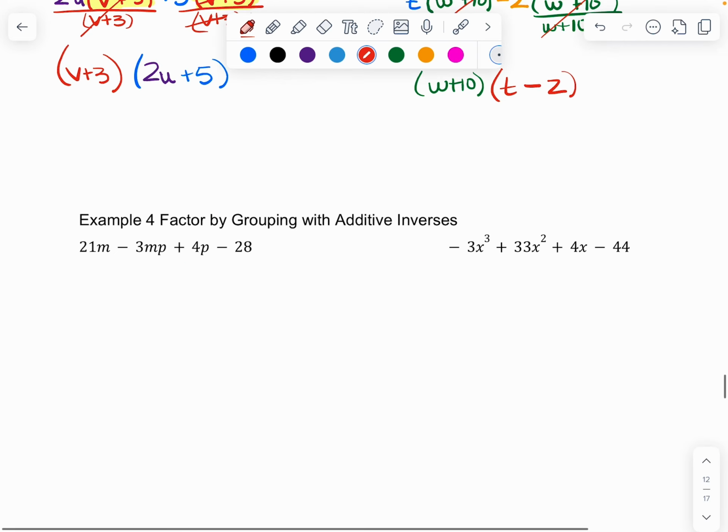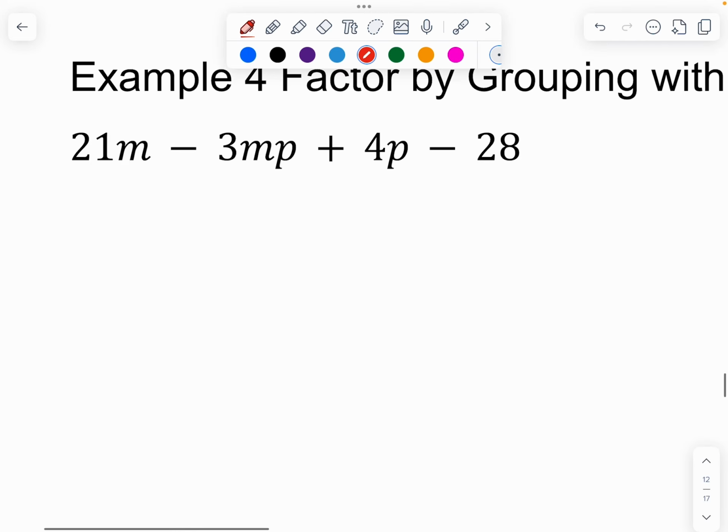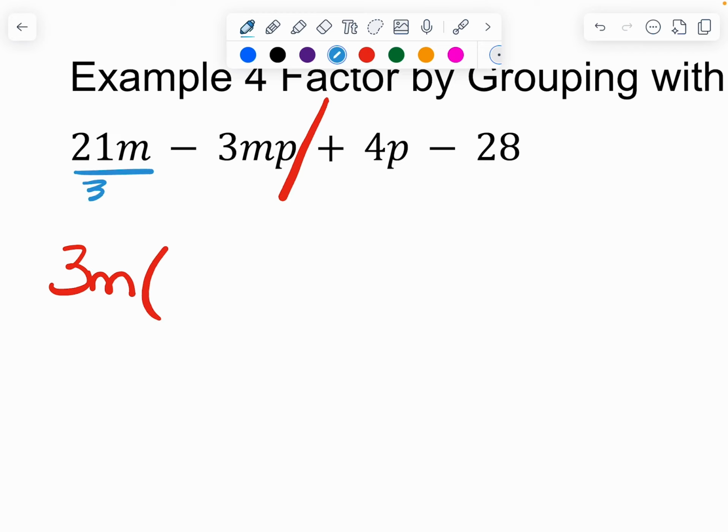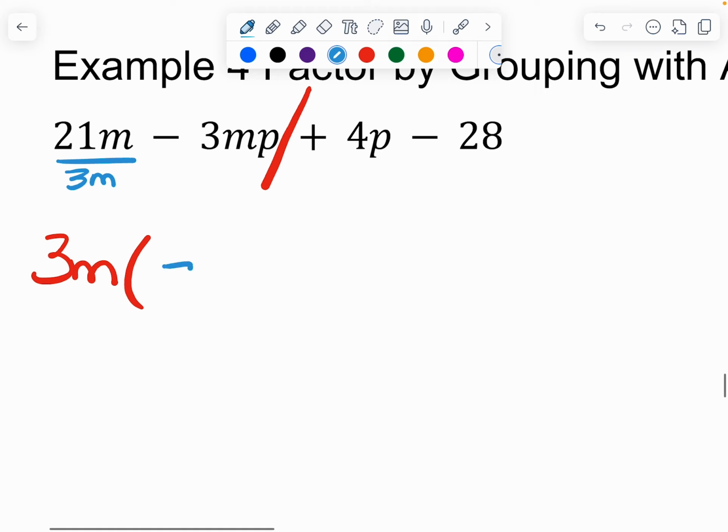Okay, so here. So I'm going to go here. What do the first two have in common? They have a 3m in common. Okay, when I divide by the 3m, I get 7. Divide by the 3m, I get minus p.